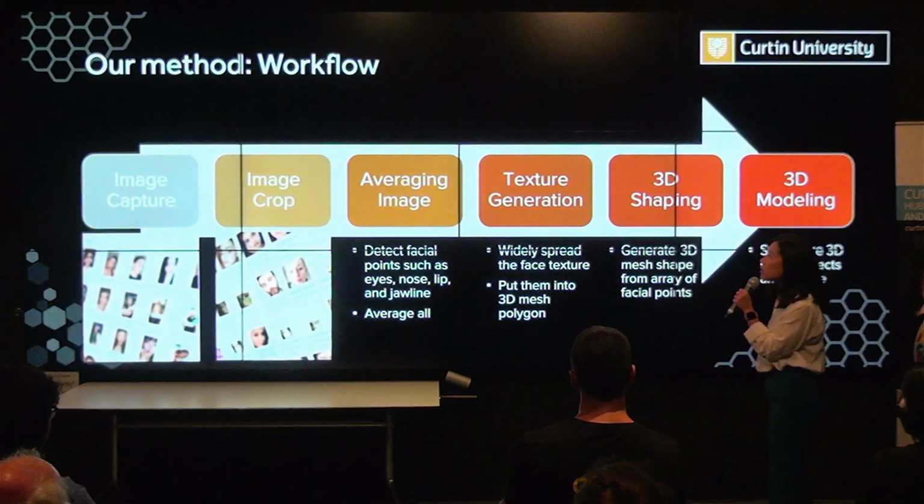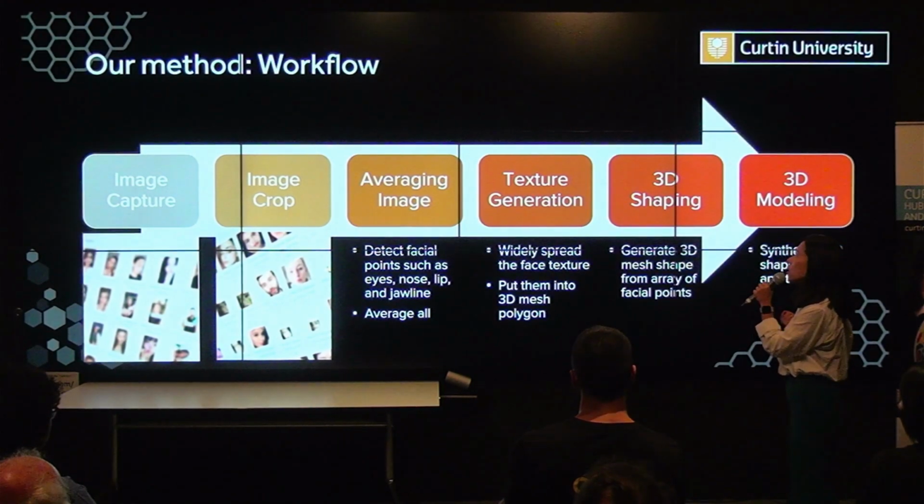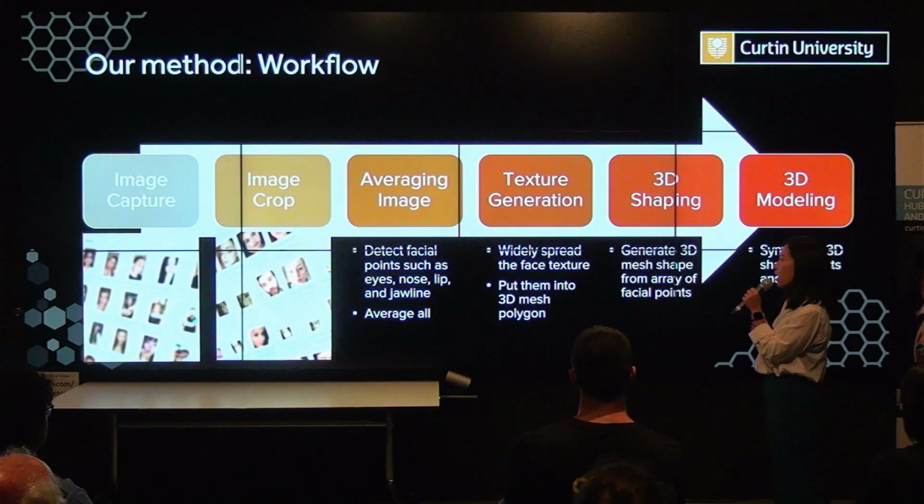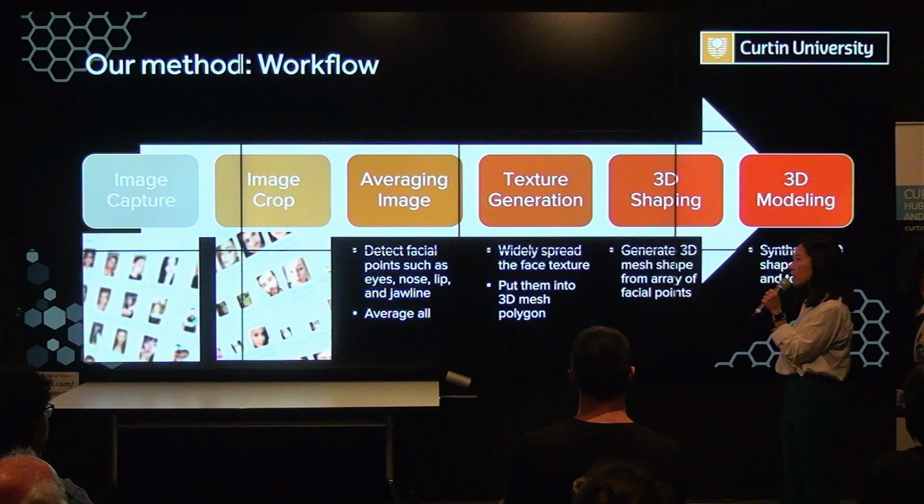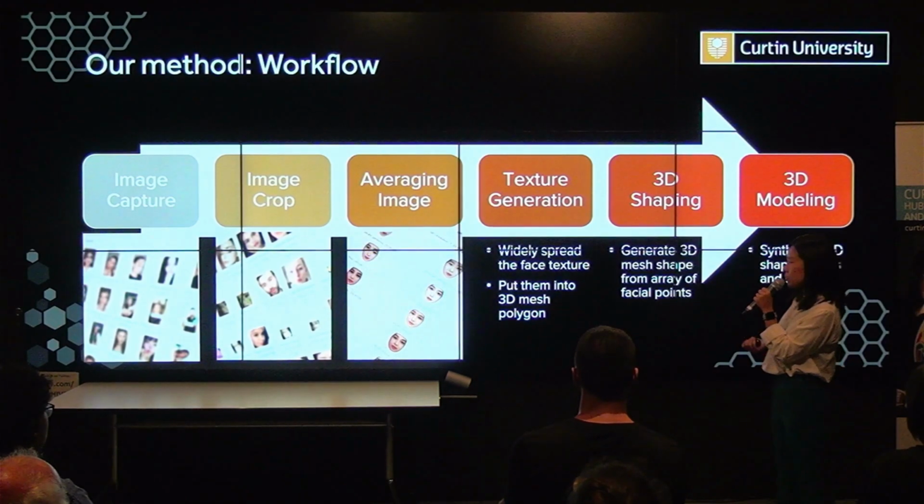And the third step, from the image cropping, we start averaging images. This means that from the cropped images, we detect facial points such as eyes, nose, lips, and jawline. But remember that every cropped image has a different scale, so we need to centralize the faces and align every one in the center, and then average them all together. This is the result of the averaged images.